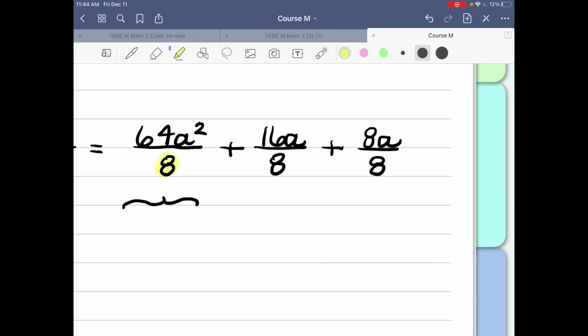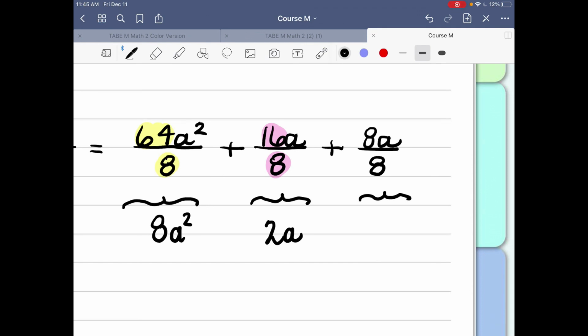You have 8 into 64. That goes 8 times, and you bring down the variable part. And then you have 8 into 16 goes 2 times, and you bring down the variable part. And then you have 8 into itself, which is just 1 time, and the variable part.